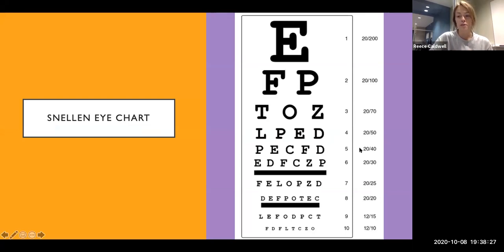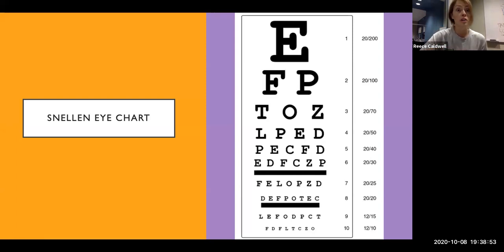So if you've been told you have 20/20 vision, what that means is that at 20 feet, you see what the average person sees at 20 feet. So 20/20, you see at 20 feet what the average person sees at 20 feet. If you're 20/40, that means at 20 feet, you see what the average person sees at 40 feet. So you have really good vision if you're 20/40.